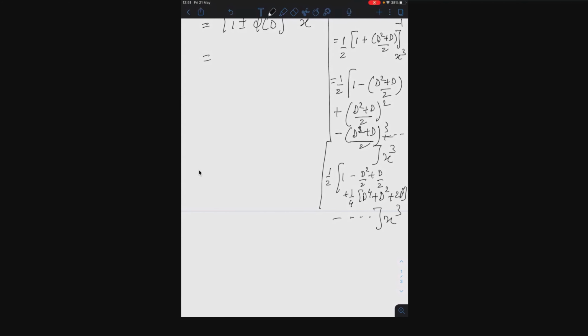Now each of these terms needs to be applied on x cube. So 1 by 2 will be there, 1 means x cube you will get, minus 1 by 2 constant, D square. What does D square mean when you apply it on some function? Double differentiation. How much will you get? D square on x cube means how much will you get? 6x. That means you need to differentiate it 2 times. Similarly, D on x cube means you have to differentiate it 1 time. Now, what will be D to the power 4 on x cube?